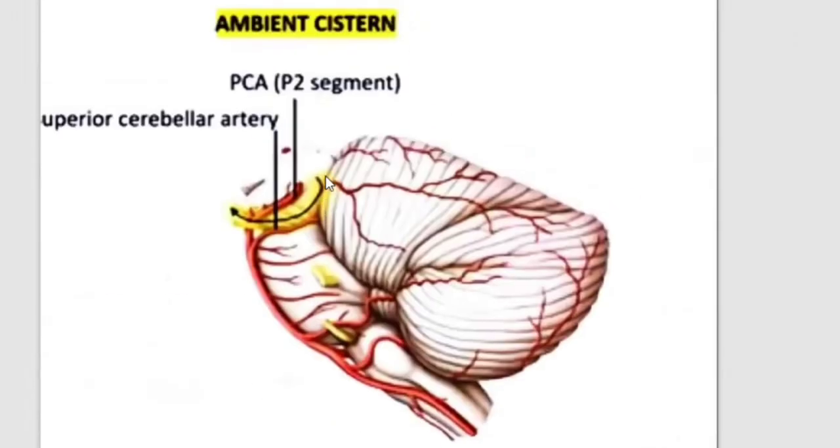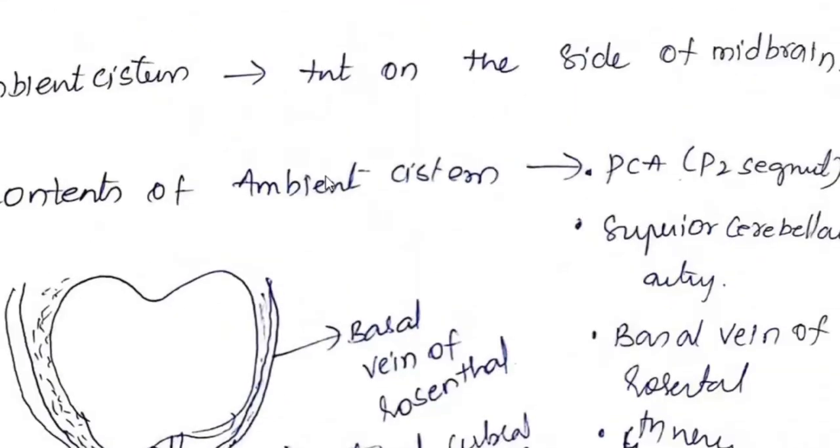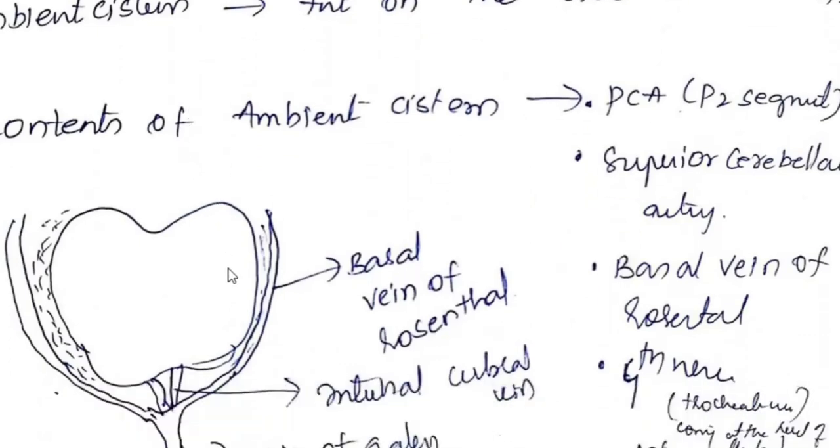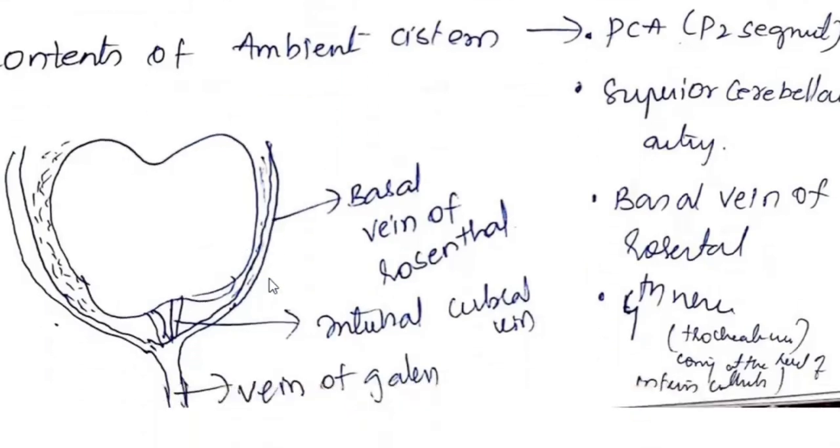Now we'll go back to this diagram. The ambient system is present on the side of the midbrain. This is the midbrain, and this side part is the ambient system. The contents are P2: from here to here is the P1 segment, and this is the P2 segment. Then the basal vein of Rosenthal, and the fourth one. The basal vein of Rosenthal along with the two internal cerebral veins forms the vein of Galen. That is the content of the quadrigeminal system.